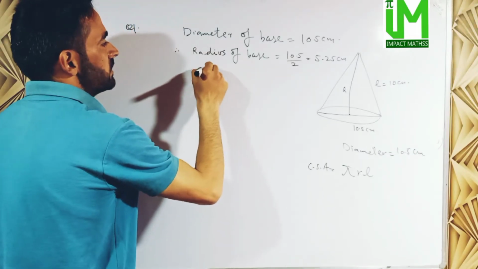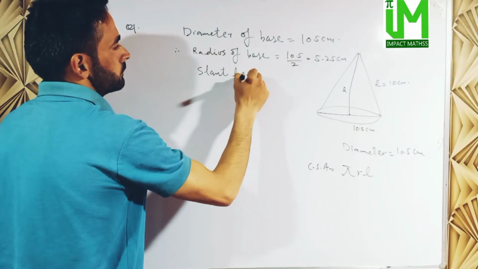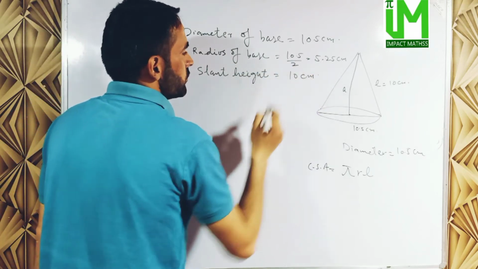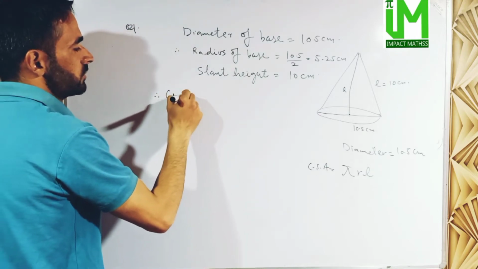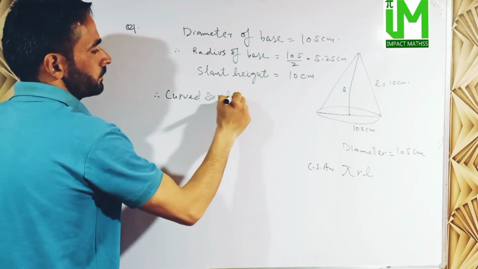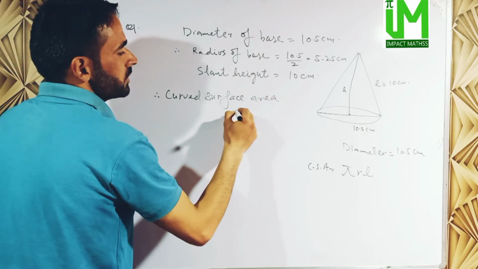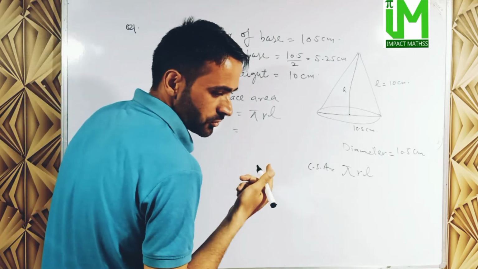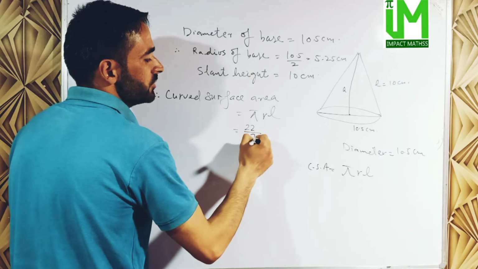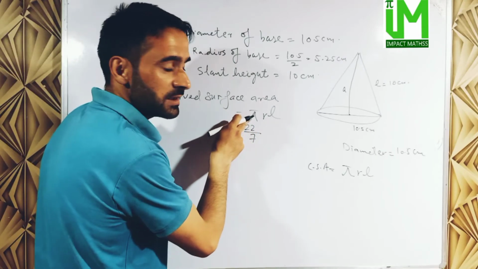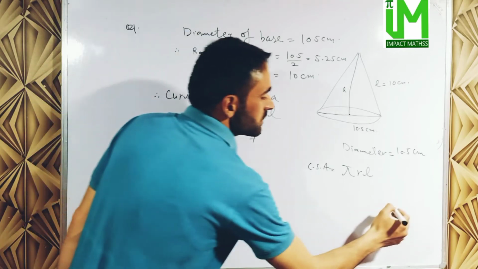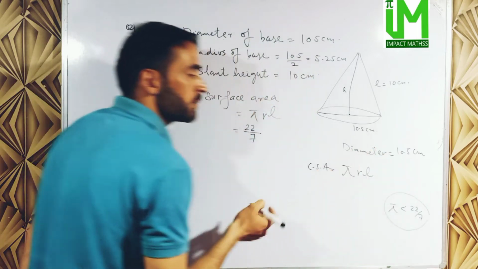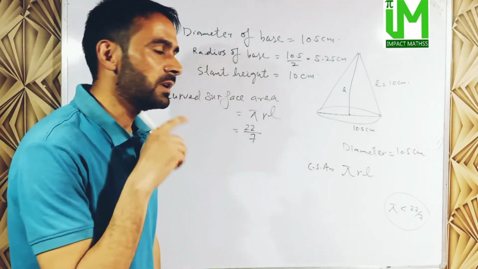And then we have slant height. Slant height is equal to 10 centimeter. Therefore curved surface area is pi r l. The value of pi, I guess, is given there. We have to take pi as 22/7. As I told, pi is not exactly equal to 22/7; in fact, pi is less than 22/7. But for calculation purposes, we are taking approximately pi as 22/7.